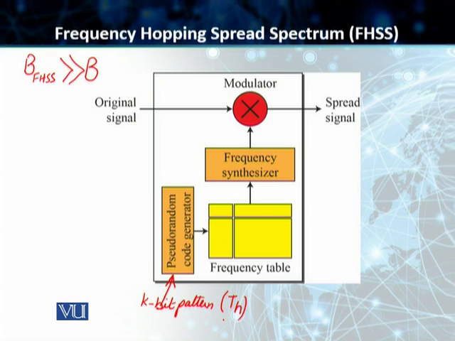Students, the frequency table uses this pattern that is generated to find the frequency to be used for this hopping period. We'll discuss this table in a little while, but this table then passes on this frequency to the frequency synthesizer. The frequency synthesizer creates a carrier signal of exactly that frequency, and then the source signal uses a modulator and modulates the carrier signal, and we get a spread signal which has a bandwidth far greater than the bandwidth of the original source.